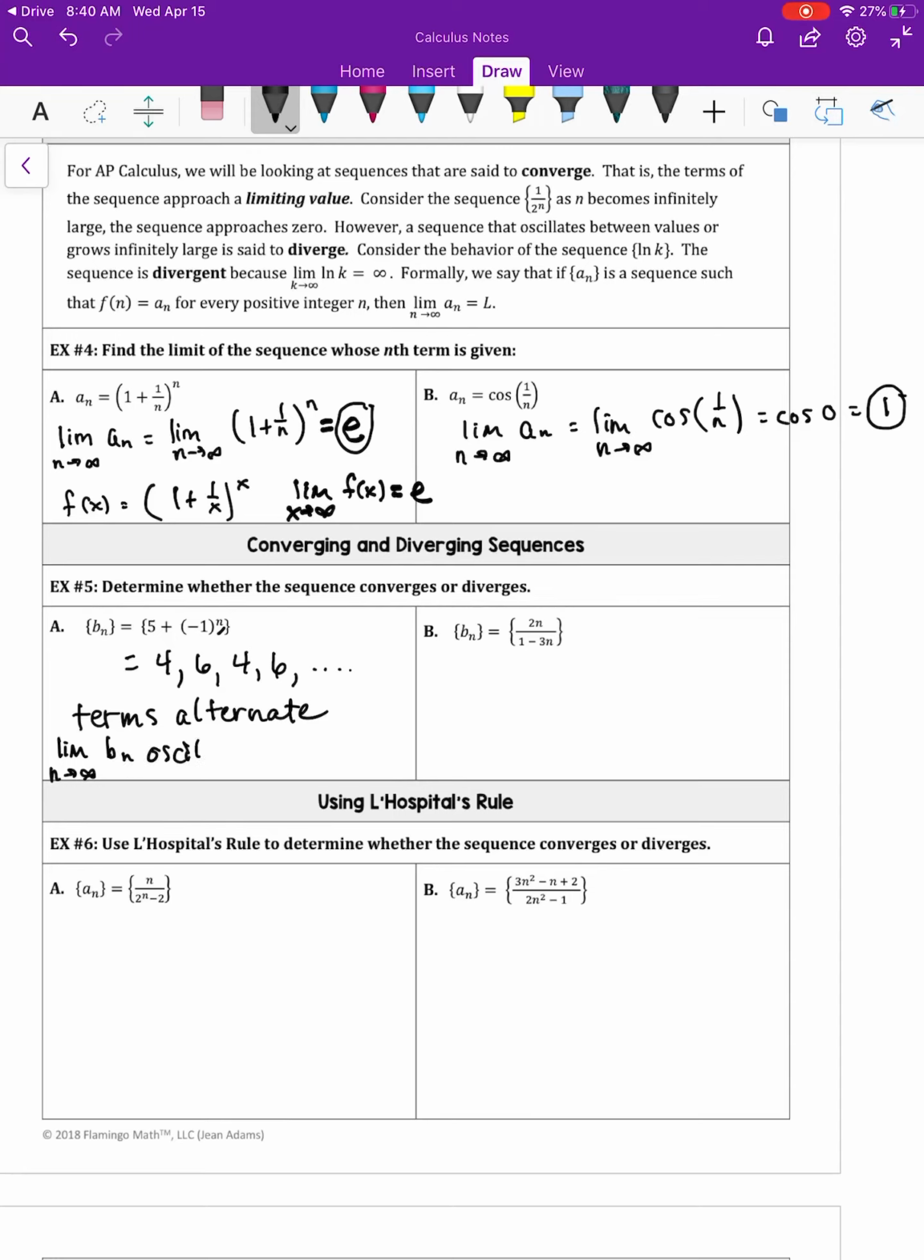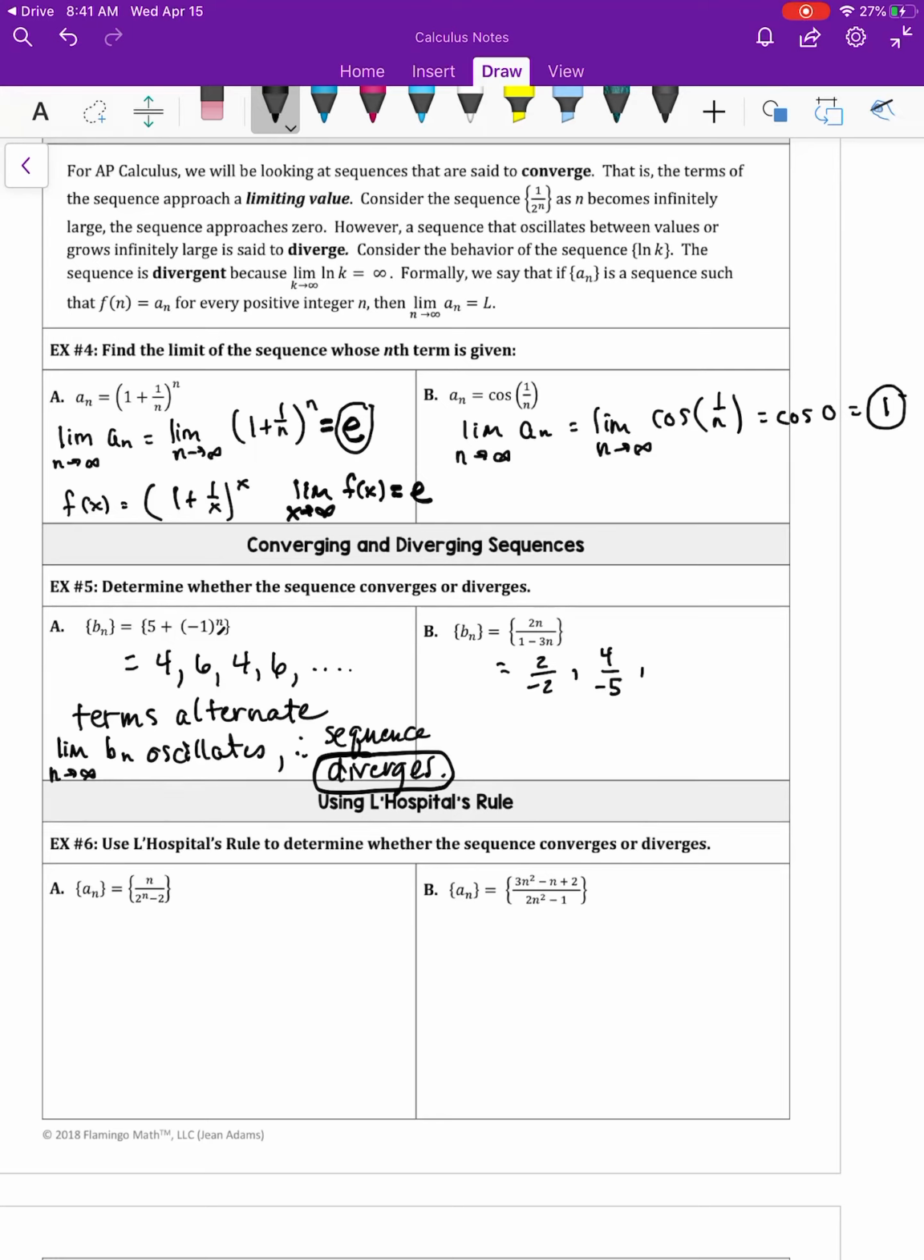4, 6, 4, 6. And if the terms alternate, then the limit as n goes to infinity of b sub n oscillates. And therefore, the sequence diverges. Okay, so our answer to that would be diverges, because it goes 4, 6, 4, 6. It just keeps alternating like that.